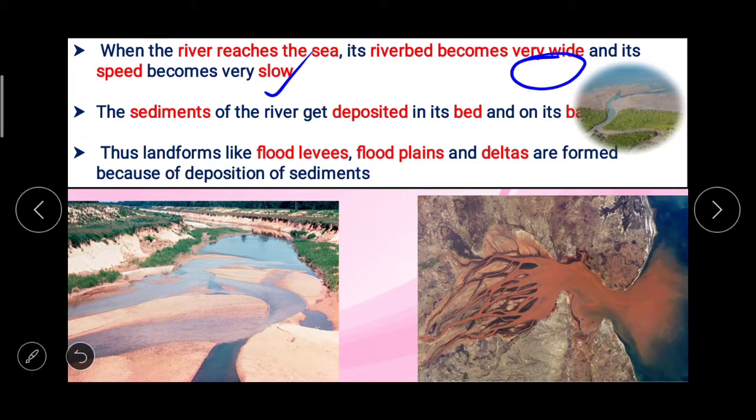A river flows down the slope from a hilly region, and at the foothills the change in the slope causes deposition of coarse sediments, and as these are deposited in the triangular shape, they form an alluvial fan.